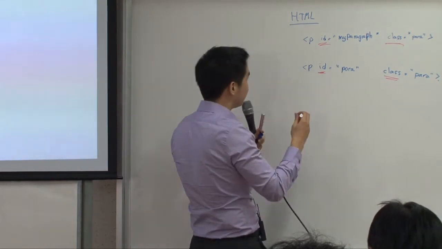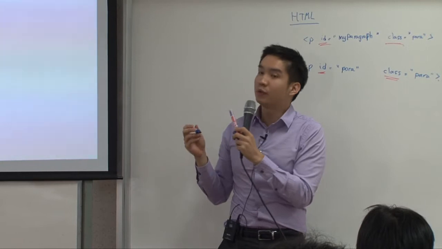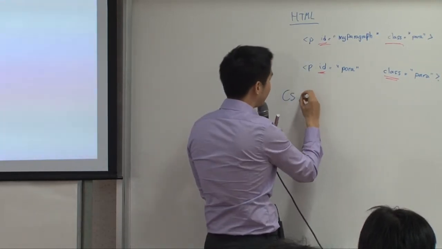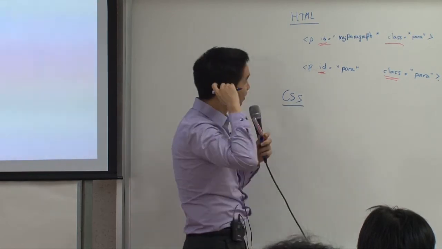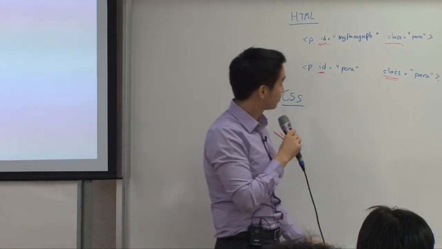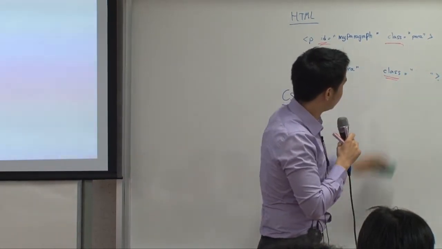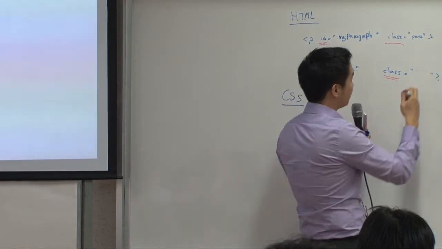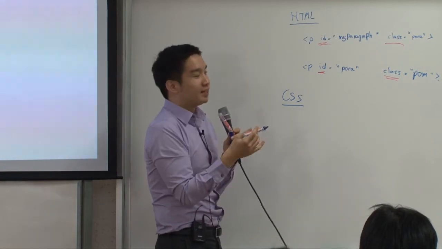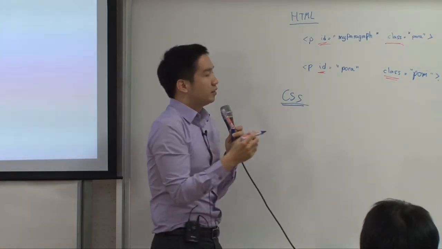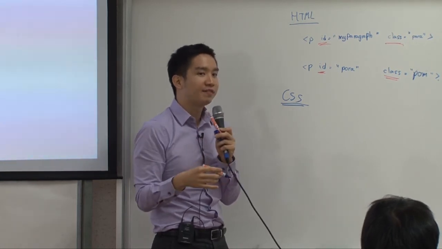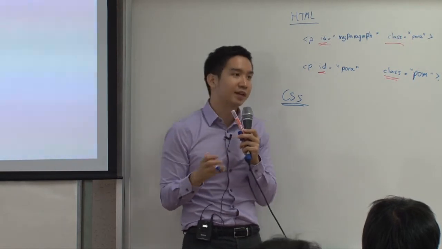Now, let's do this exercise together. All that we want to do is apply some color to the paragraph tag. So I'm going to write down the CSS code. So if I wanted to apply color blue to all the paragraph tags, what do you think the CSS will look like?